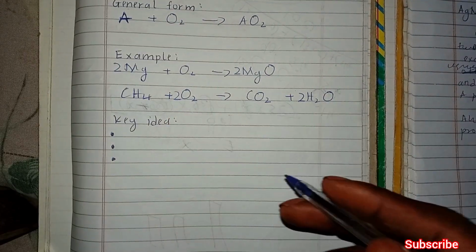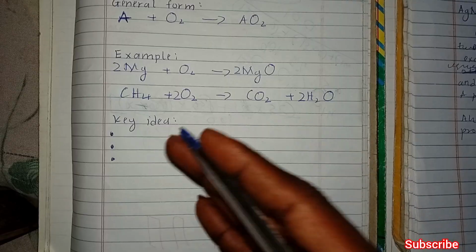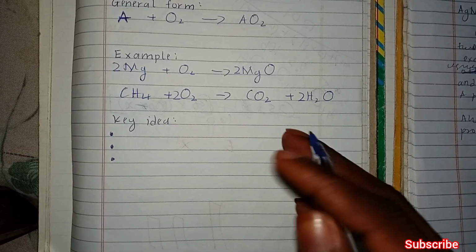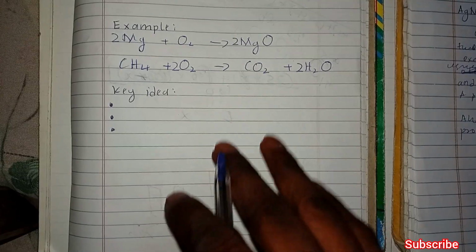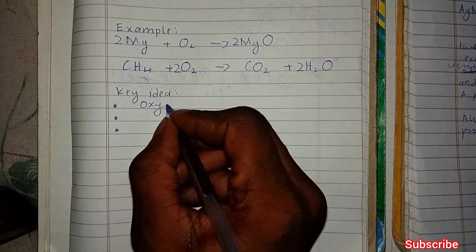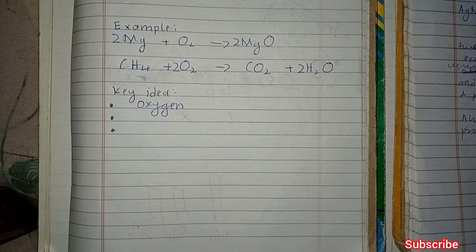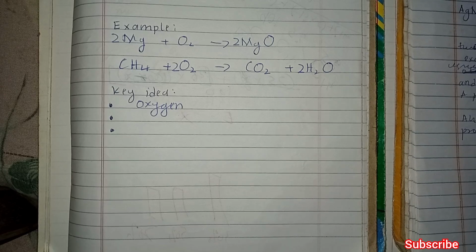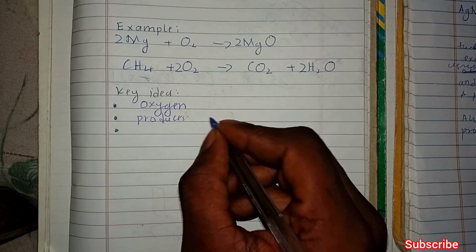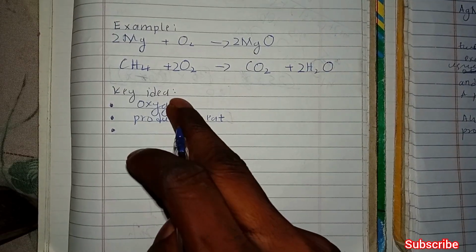So as long as the reaction involves oxygen, as long as you are reacting a substance with oxygen, then it is combustion reaction. Now let's take our key ideas for combustion reaction. 1. Combustion reaction involves oxygen. Very important. 2. Combustion reaction produces heat. It always involves oxygen. It produces heat.